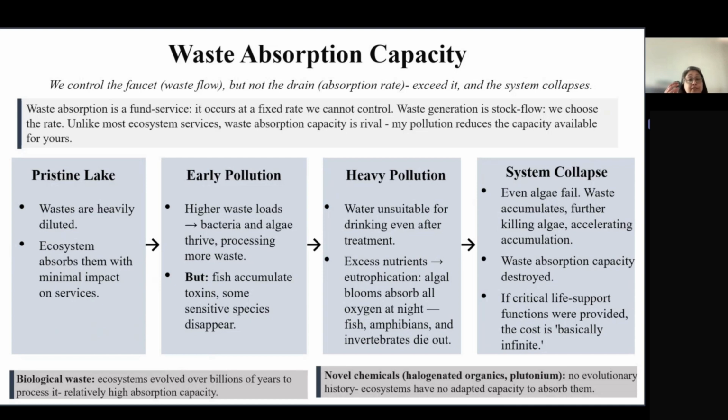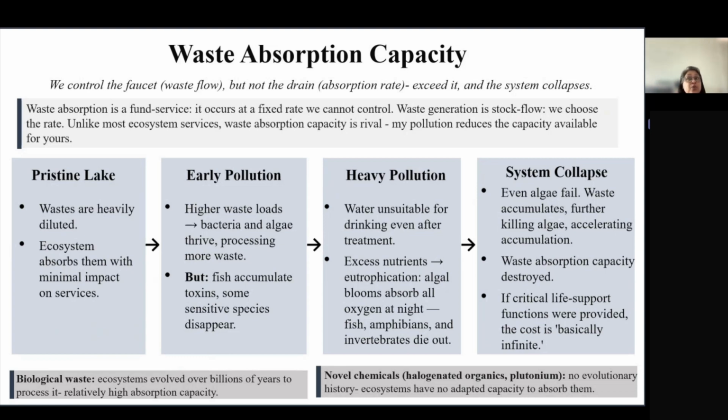Waste absorption is a fund service. It occurs at a fixed rate that we cannot meaningfully increase in the short run. But unlike most ecosystem services, waste absorption capacity is rival. If I discharge pollution into a river, I reduce the river's remaining capacity to absorb yours. So this rivalry is what makes waste absorption a distinct and particularly policy-relevant category.